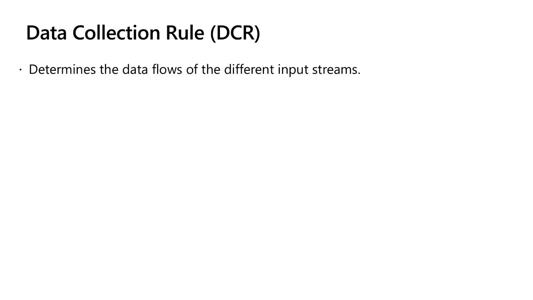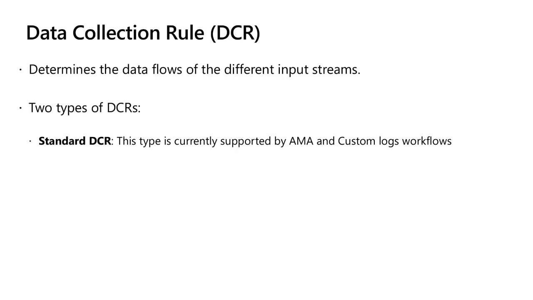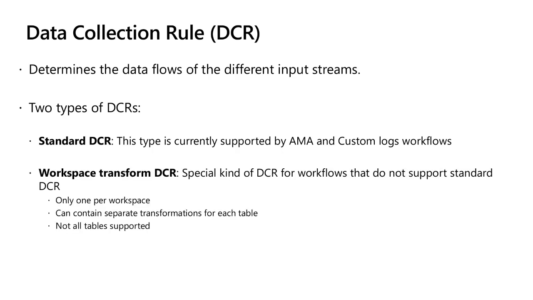That being said, we have two different types of data collection rules, okay? The first one is called a standard DCR, standard data collection rule. If you have been using AMA for the last few months since it was available, that's the type of DCR that is used in AMA. Okay, so again, the data collection rule that you use in AMA, this is what we call the standard DCR. And now it's not only used by AMA, but also by the new custom log version 2, or the new custom log workflows that we were talking about. Okay, that workflow that allows you to ingest, for example, into standard tables. The second type of DCR is called workspace transform DCR. It's a special kind of DCR for workflows that do not support the standard DCR.